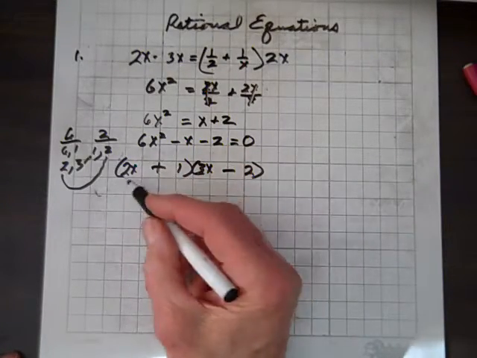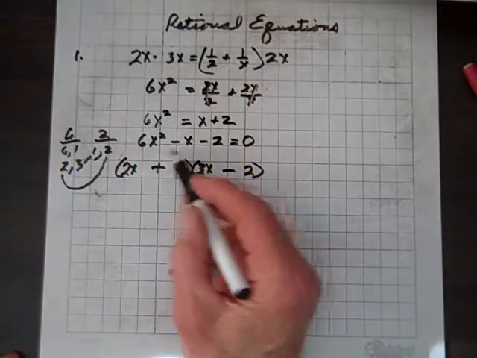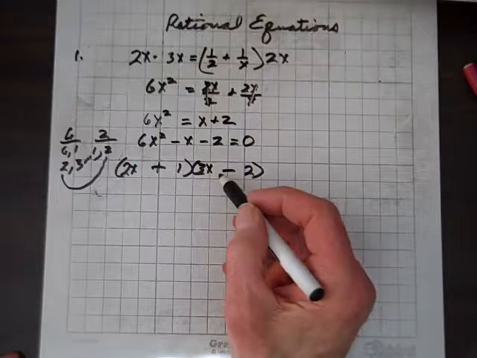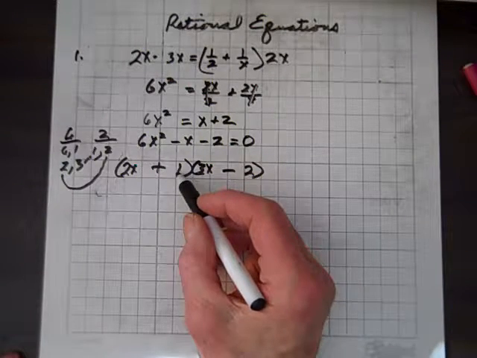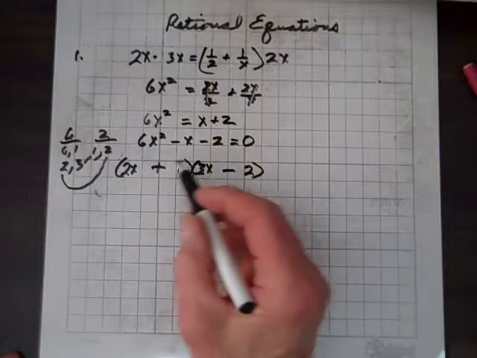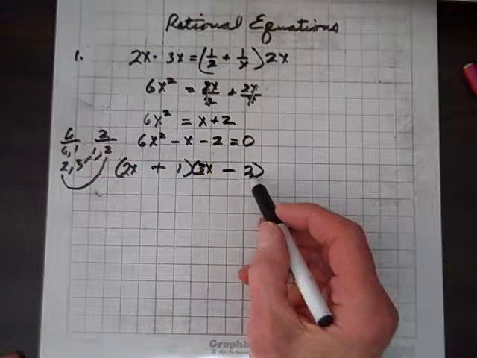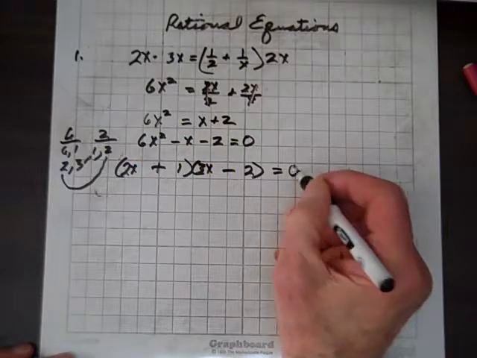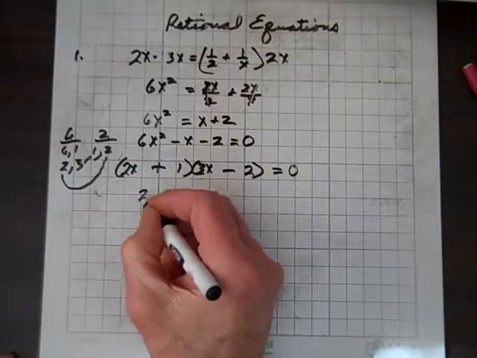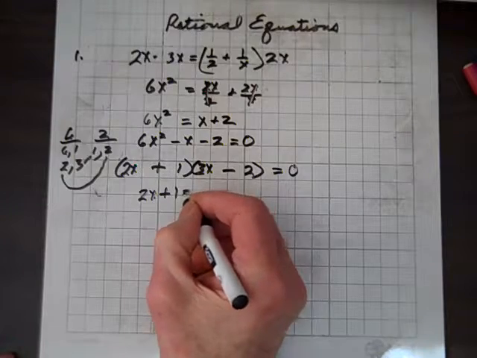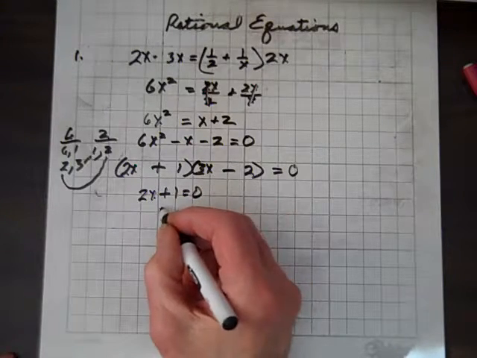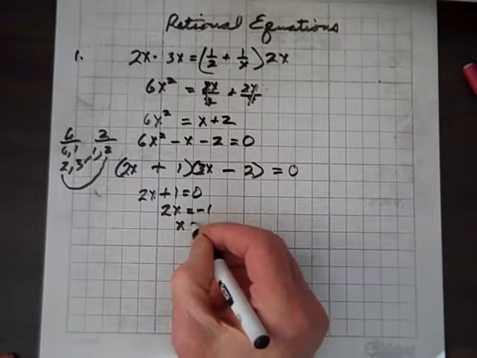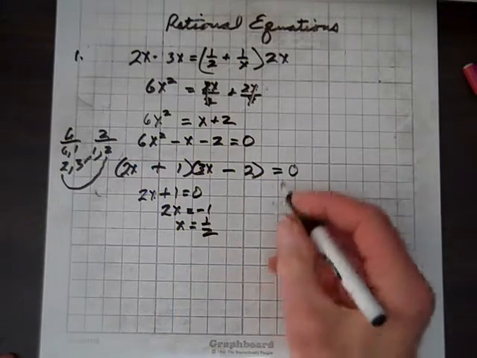Now let's try it out. 2x times 3x is 6x squared. 1 times negative 2 is negative 2. Now 1 times 3x is 3x, minus 4x is a minus x. That's what we needed. And so our solutions, letting 2x plus 1 equals 0, solving for x, we get 2x equals negative 1, or x equals 1/2.